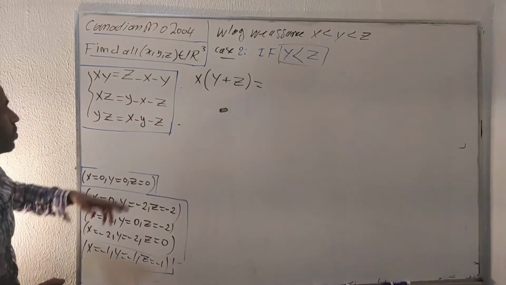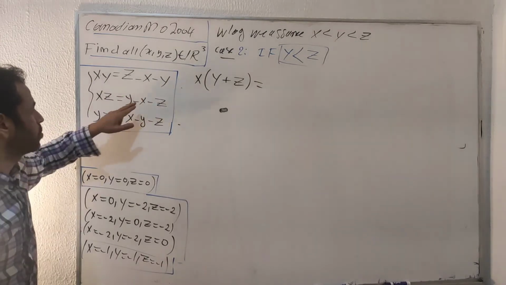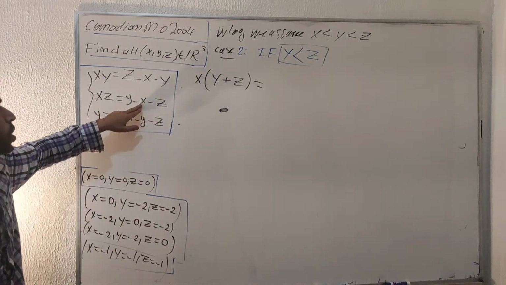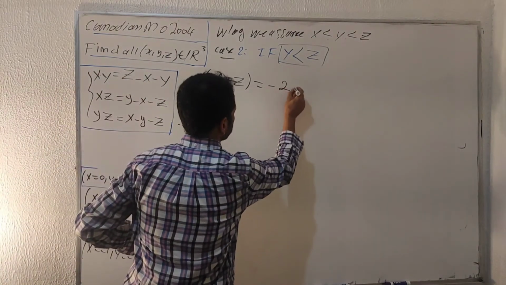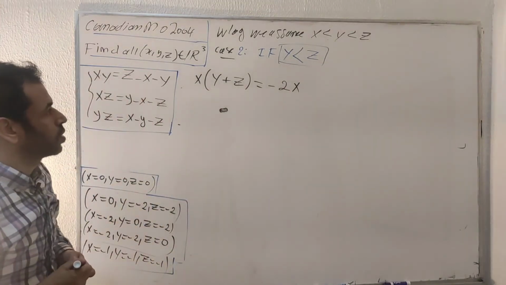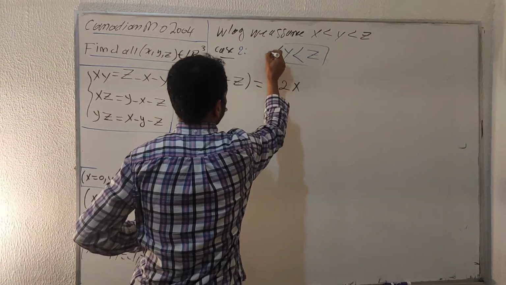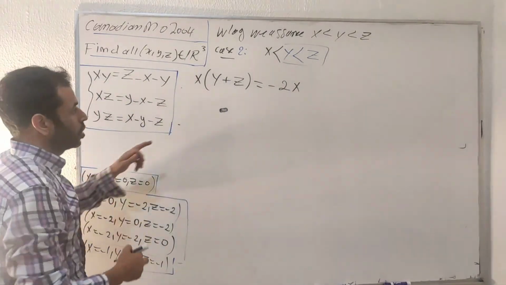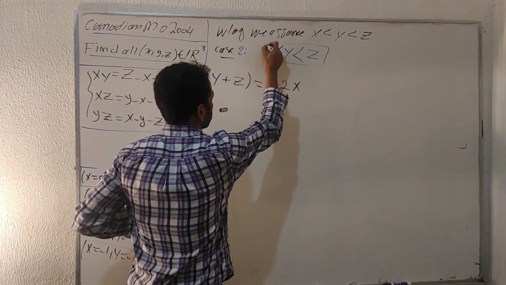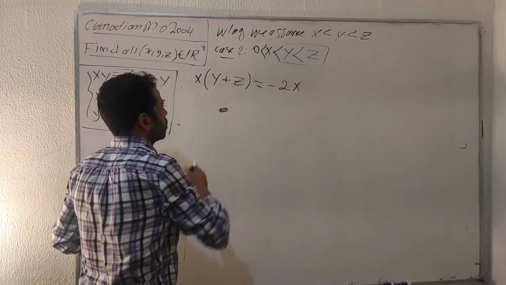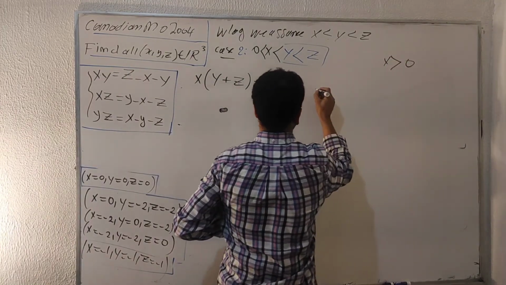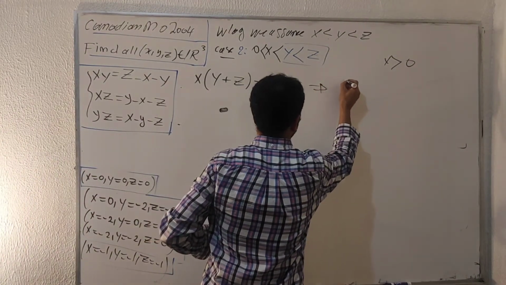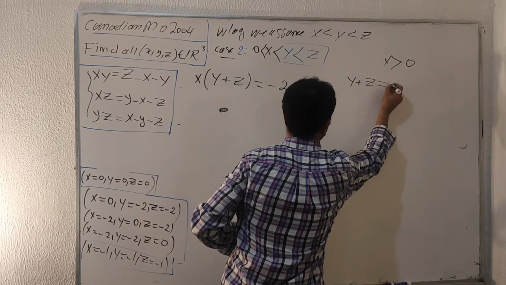For the right hand side, by summing, y is eliminated because one is plus, the other one is minus, and z will also be eliminated. I will be left only with minus 2x. Remember, we are taking the strict inequality. So for x equals 0, we already found those solutions. Now in the case x is strictly superior than 0, I'm going to divide both sides by x. I get y plus z equals minus 2.